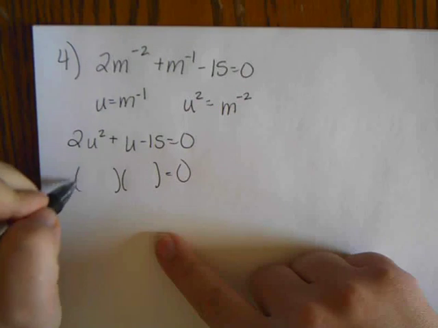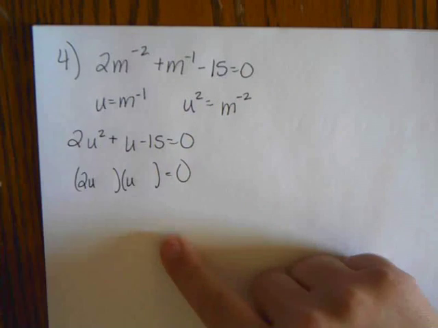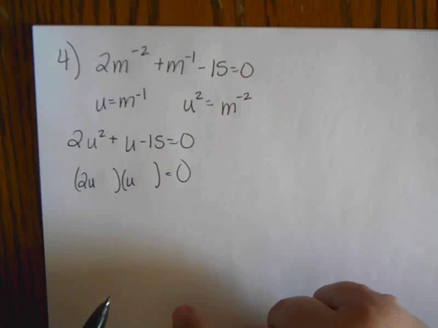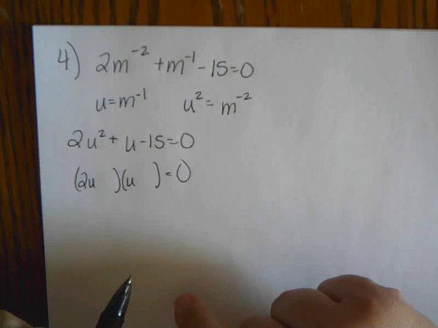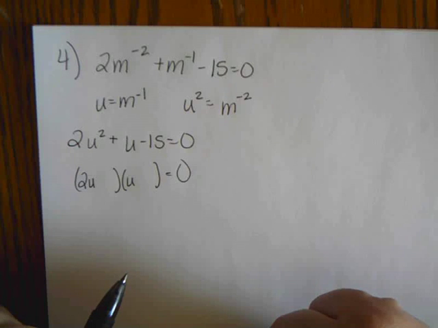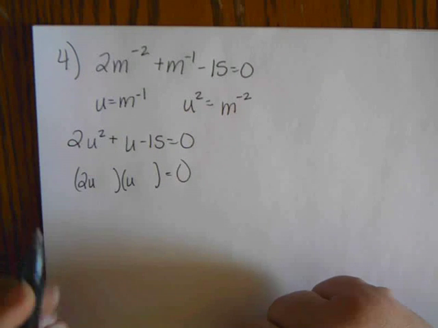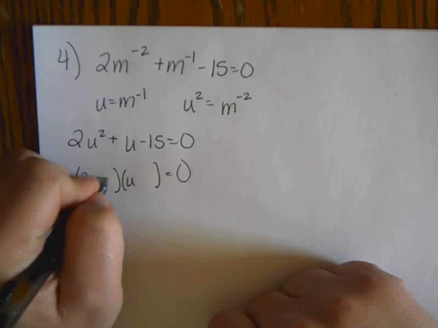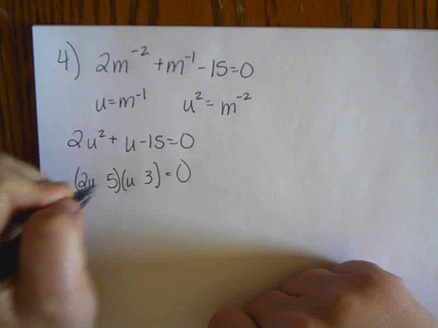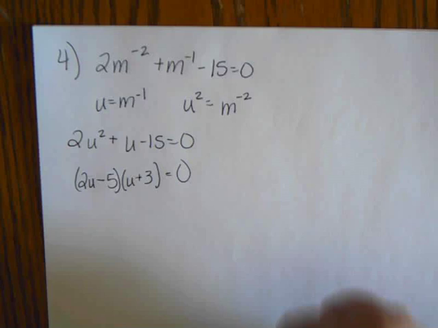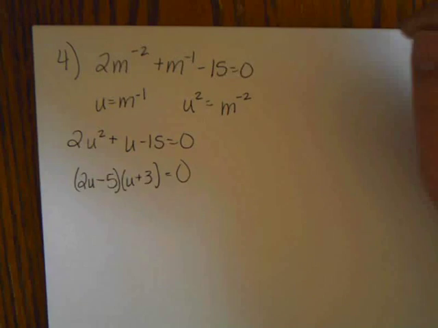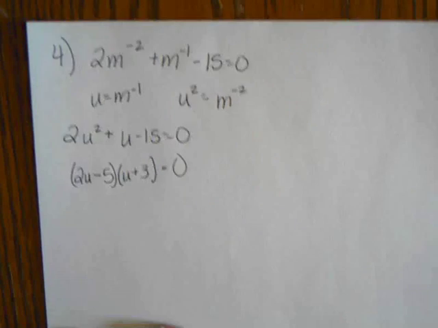Multiples of 2u squared are 2u and u. Now this one, you could use our modified grouping method. There's not a whole lot of choices if we wanted to guess and check. Multiples of 15 are 5 and 3. So you should be able to figure this out. I'll just tell you, minus 5 plus 3 does work out. If you're not sure, you need to FOIL to check.